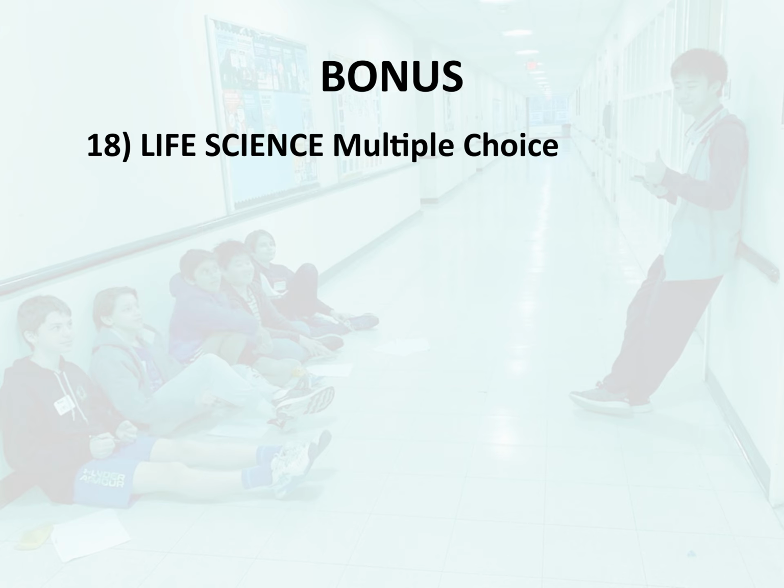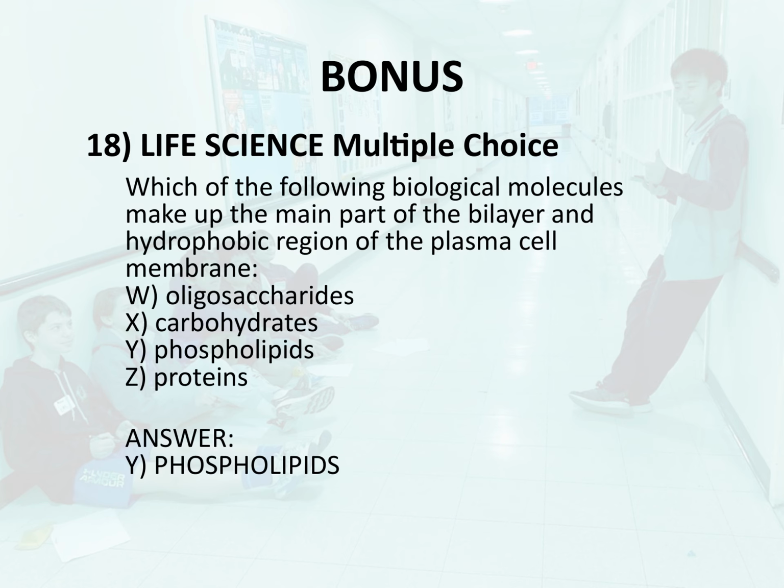Bonus 18. Life science. Multiple choice. Which of the following biological molecules make up the main part of the bilayer and hydrophobic region of the plasma cell membrane? W, oligosaccharides. X, carbohydrates. Y, phospholipids. Z, proteins. Answer: Y, phospholipids.